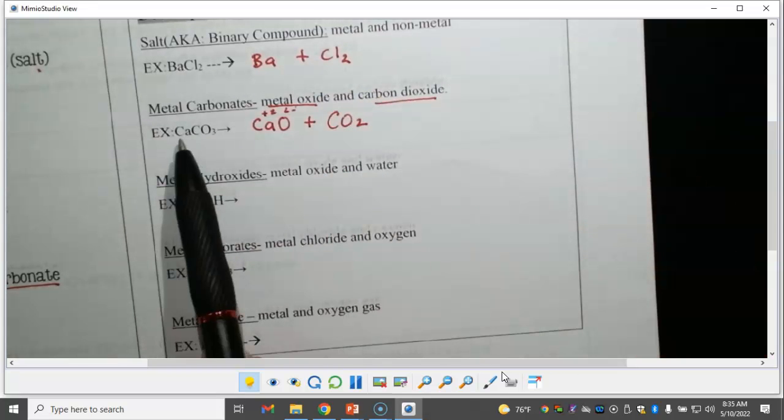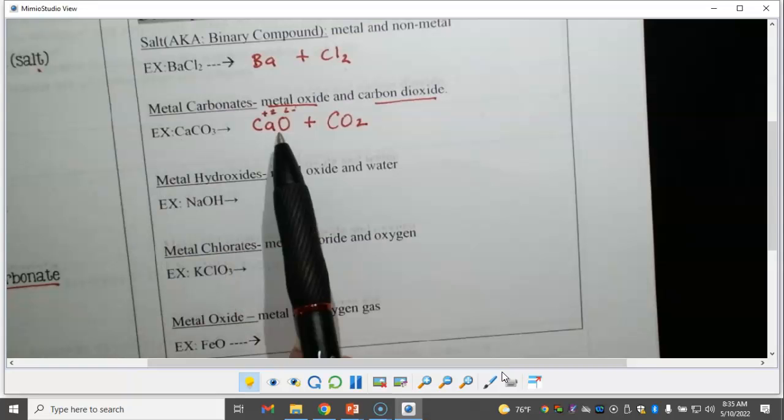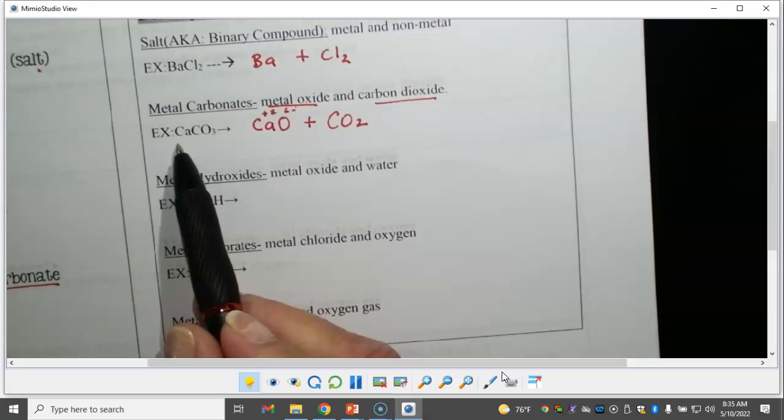So if you are starting with a metal carbonate, it will always break into a metal oxide and carbon dioxide. Always does. Again, that metal could be anything: barium, magnesium, iron, okay? It's still going to break into a metal oxide and carbon dioxide.